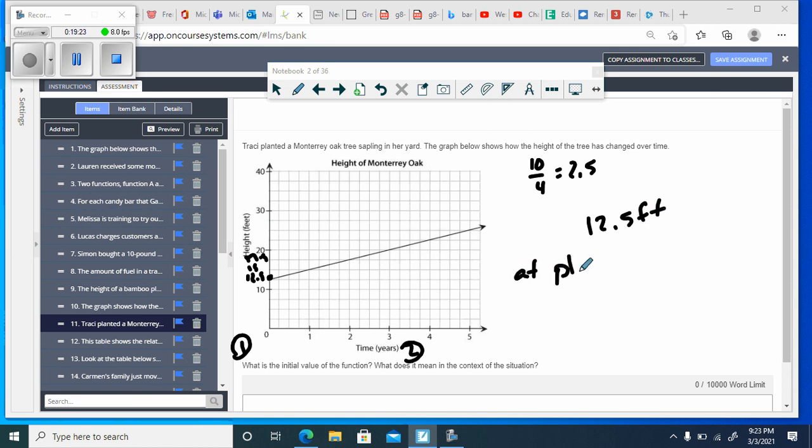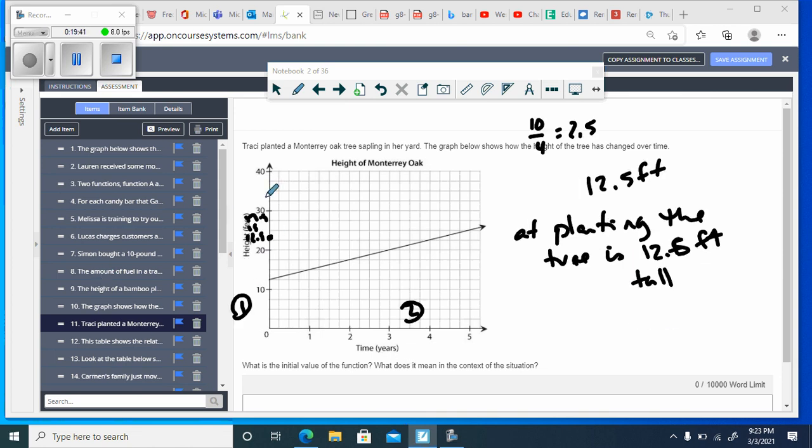At planting, the tree is 12.5 feet tall. Okay. Let's go to 12.